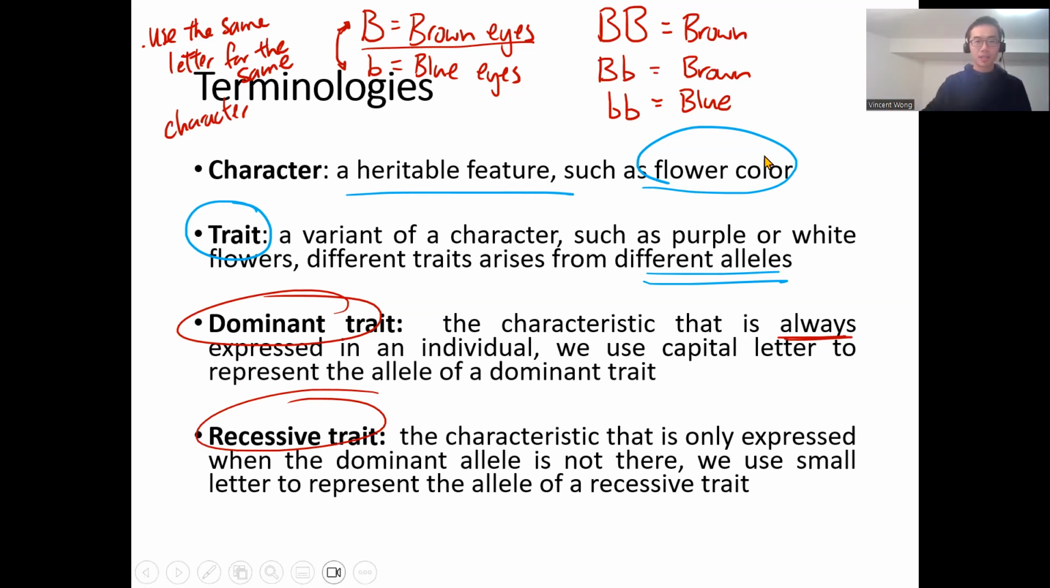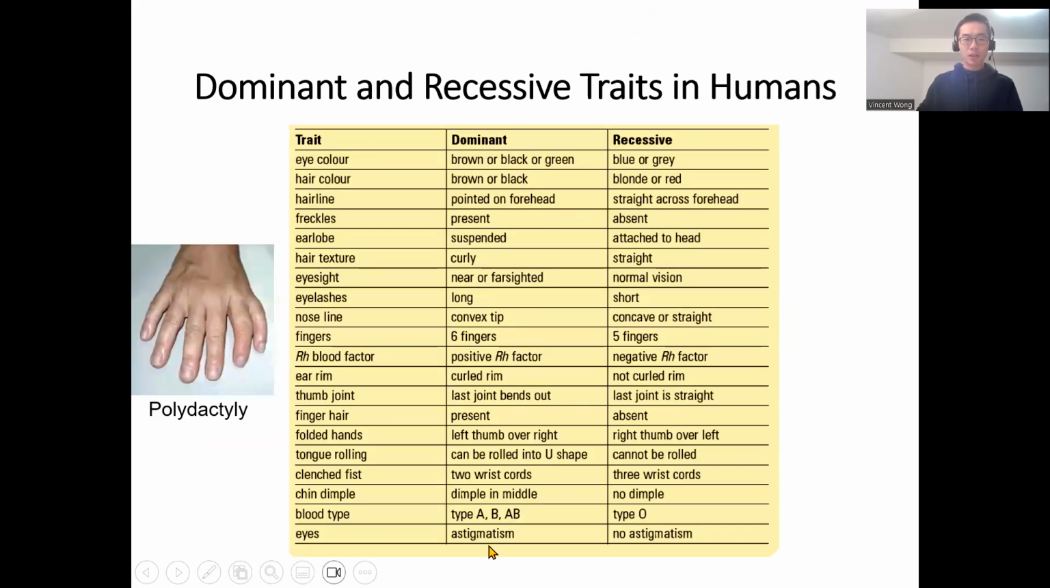So that's what dominant and recessive means. Now here is a bunch of dominant traits in humans and a bunch of recessive traits. For example, freckles. Freckles are the little dots here that some people have. If you don't have them, then that's recessive.